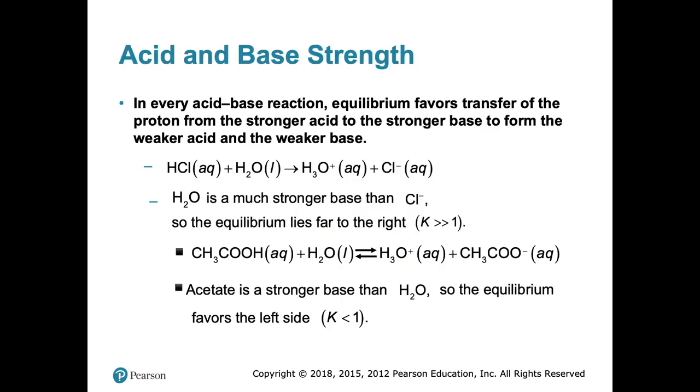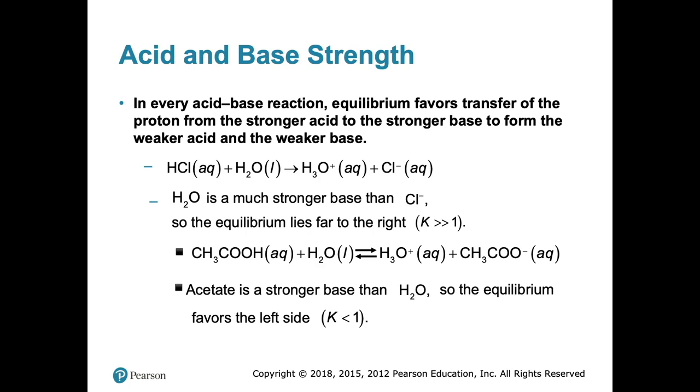So in every acid-base reaction, equilibrium favors the transfer of a proton from the stronger acid to the stronger base to form a weaker acid and a weaker base. Here, hydrogen chloride, or hydrochloric acid, added to water gives you the hydronium ion and chloride. Both hydronium ion and the chloride ion are weaker acid and base than hydrochloric acid and water are. Water is a much stronger base than Cl, so the equilibrium lies far to the right. K here is way greater than 1.